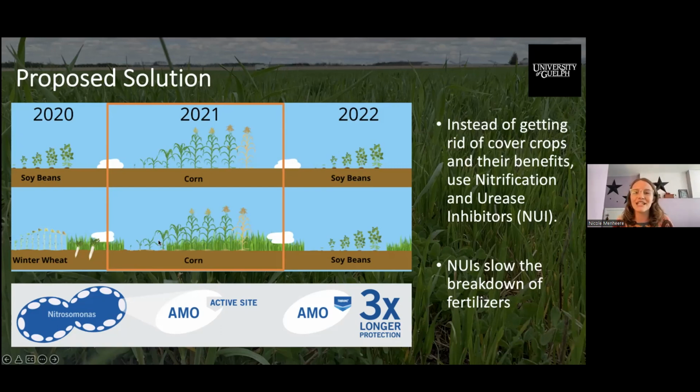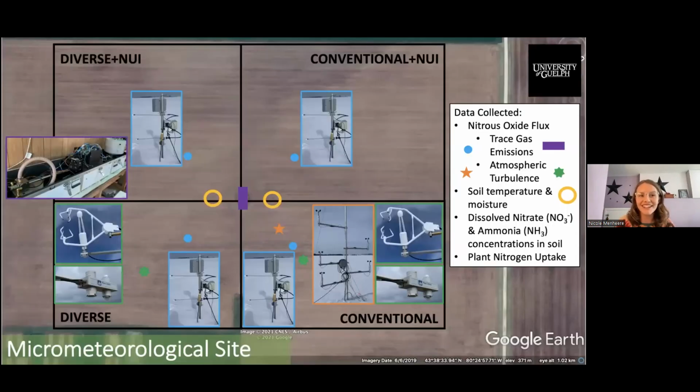Nitrification and urease inhibitors have not only been shown to reduce nitrous oxide emissions on conventional rotations, but can be economically beneficial by improving nitrogen use efficiency, but they've never been studied combined with cover crops. So that's why I'm here.